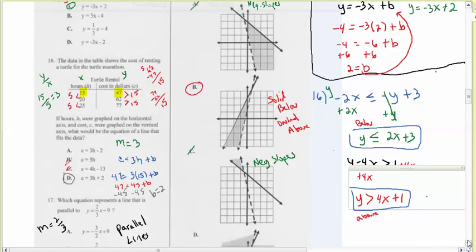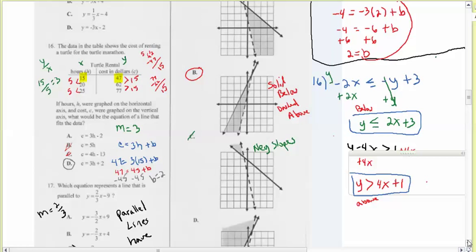So now I'm going to take an ordered pair, and I chose the 47 and the 15. So I plugged in H as 15, and my C is 47. 3 times 15 is 45. I subtracted 45 from both sides. I got my b as 2. So therefore it's letter D.